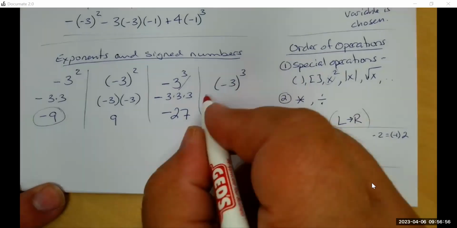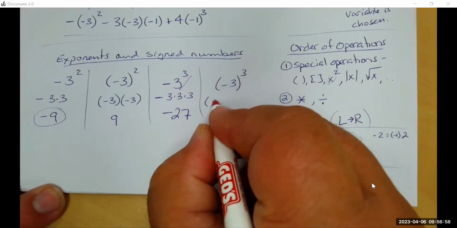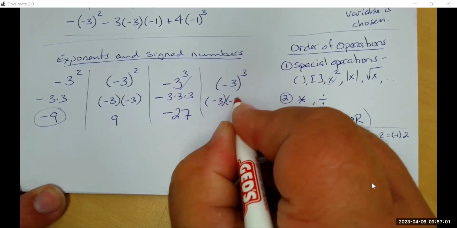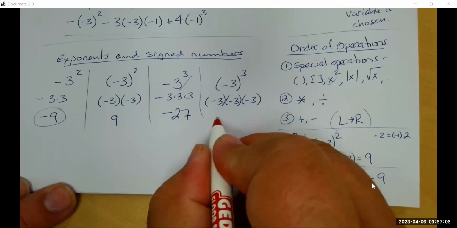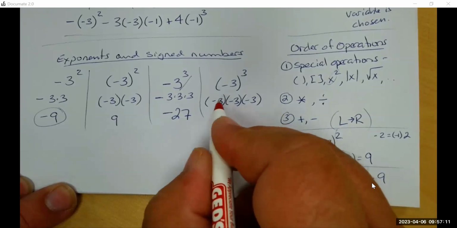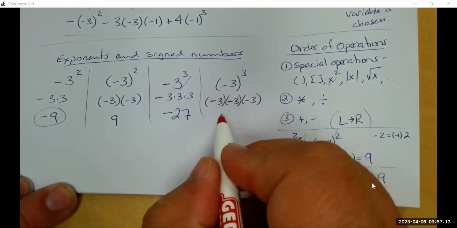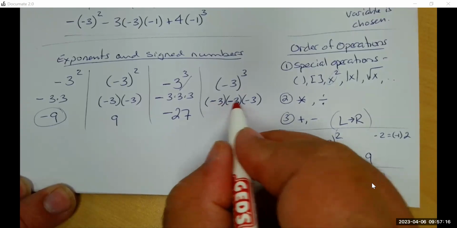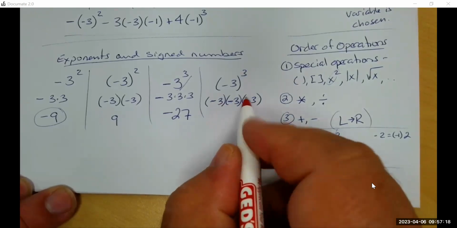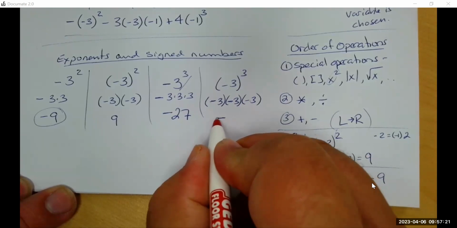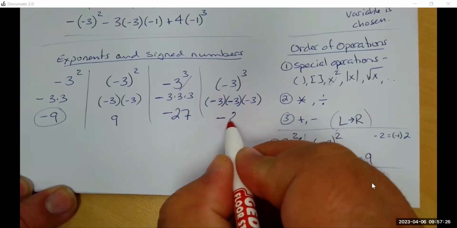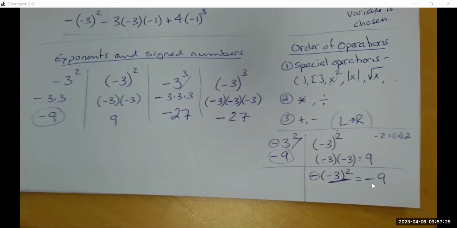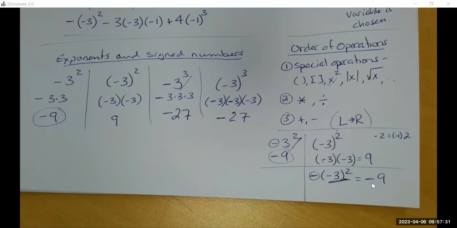And what about this last one? Since it's inside parentheses, it's -3 times -3 times -3. Is the answer positive or negative? No, because negative times... it'd be negative. 3 times 3 times 3 is... Interesting.